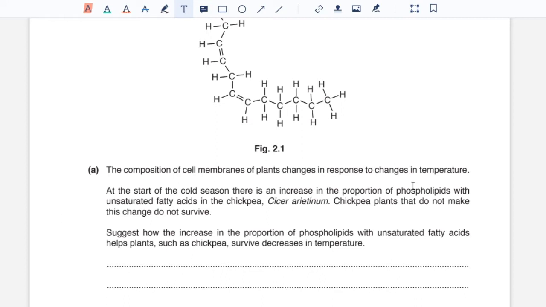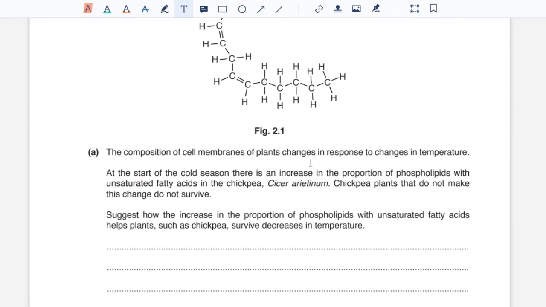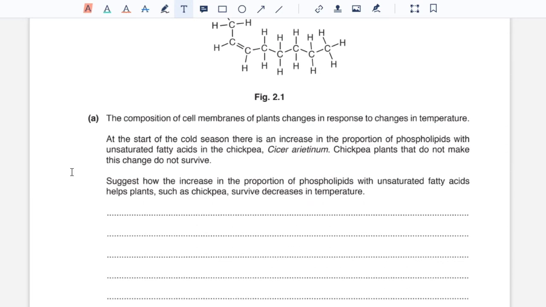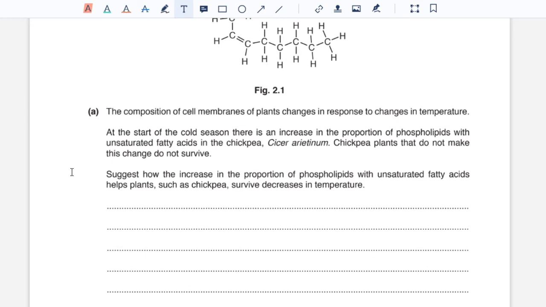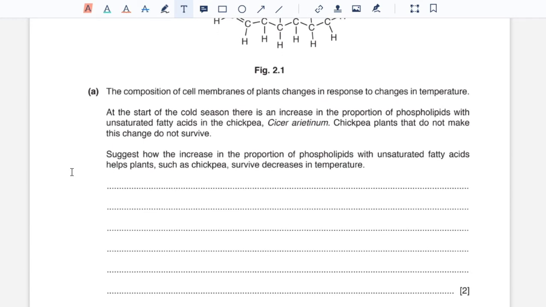That's because change in temperature changes the fluidity of the membrane, and so to counter that effect, the composition of cell membranes changes. At the start of the cold season, there is an increase in the proportion of phospholipids with unsaturated fatty acids in the chickpea, Cicer arietinum. Chickpea plants that do not make this change do not survive.